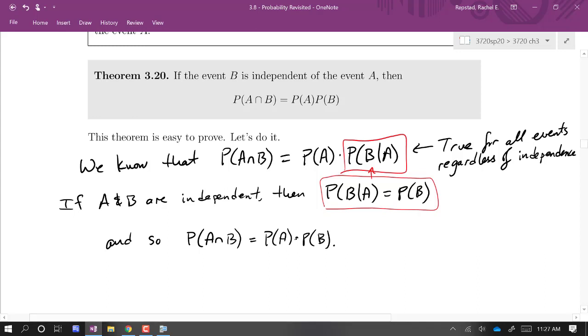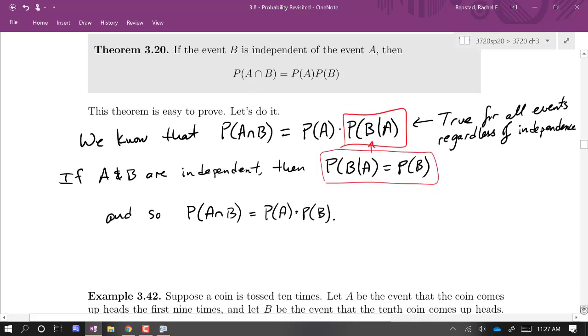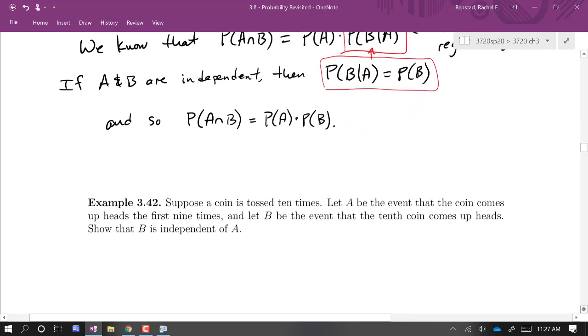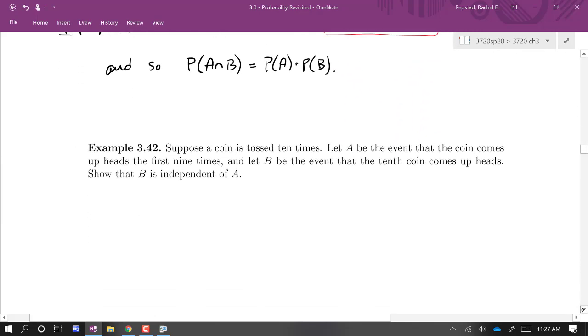So there's a couple ways that we use this. Sometimes we might see if this equation holds to determine if events are independent. Or if we know ahead of time that events are independent, then we know that this equation is true and we can use it. In example 342, it says, suppose a coin is tossed 10 times.